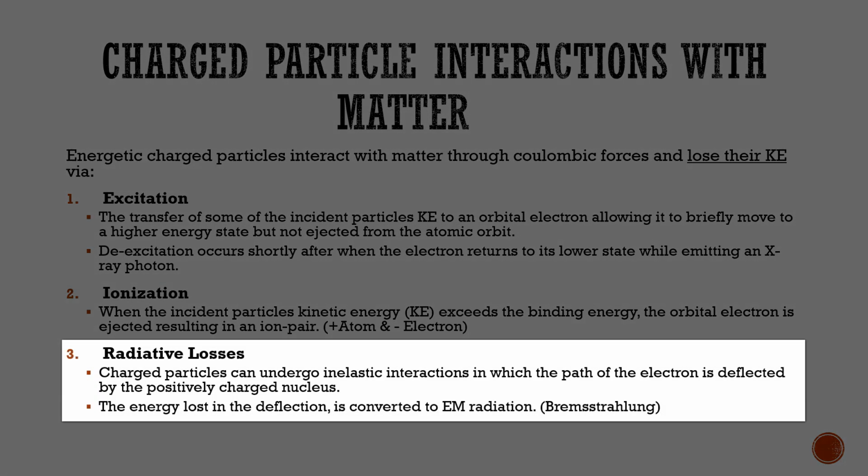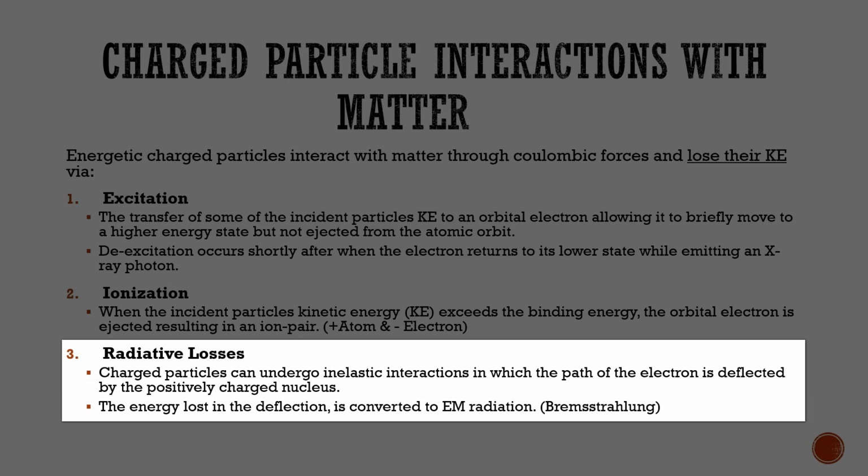3. Radiative losses. In this scenario, the interaction results from the attraction of the negatively charged electron and the positively charged nucleus. If you consider an electron that's traversing close to the atom, because of the unlike charges, the negative electron and the positive nucleus, as the electron traverses close to the nucleus, it experiences an attractive force.